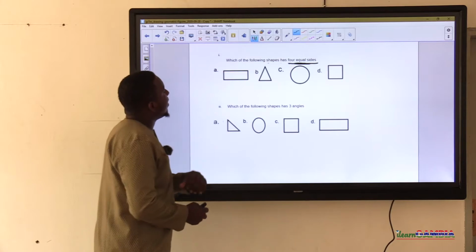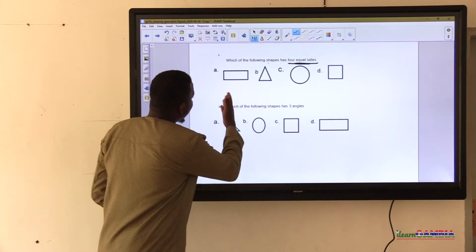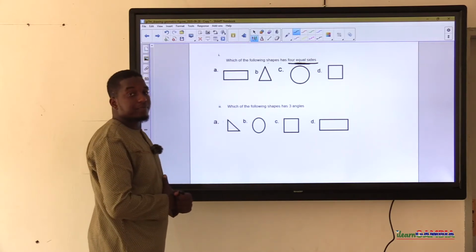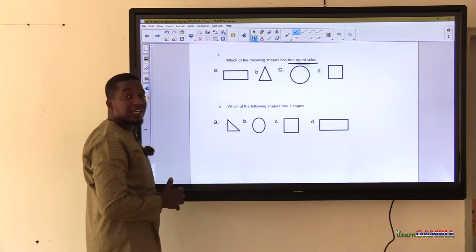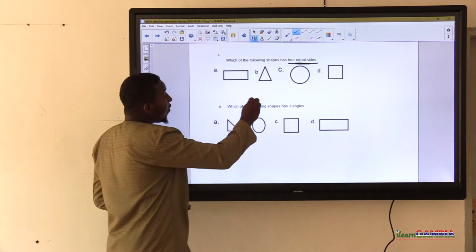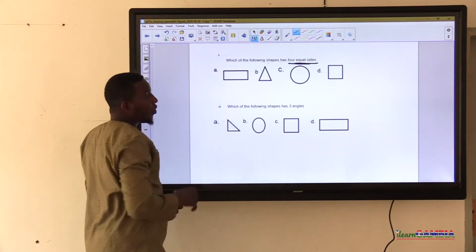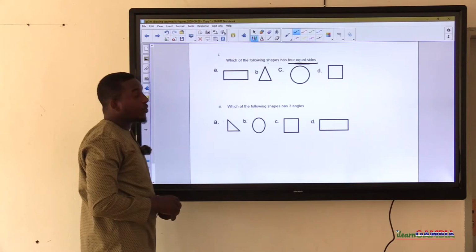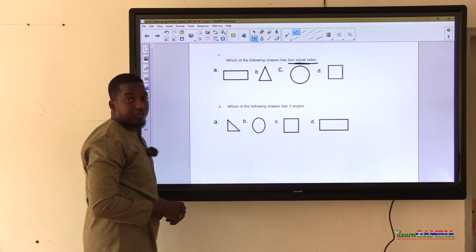We look at option A first. First we verify how many sides option A has. We have 1, 2, 3, 4. Well, it has 4 sides. But what we are looking for is 4 equal sides. If you look at option A, are the sides equal? No, the sides are not equal. So therefore, it is not the answer to the question.